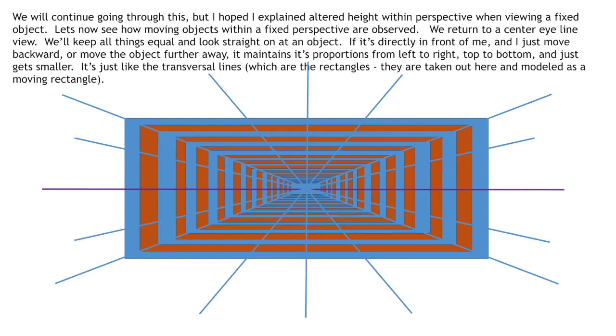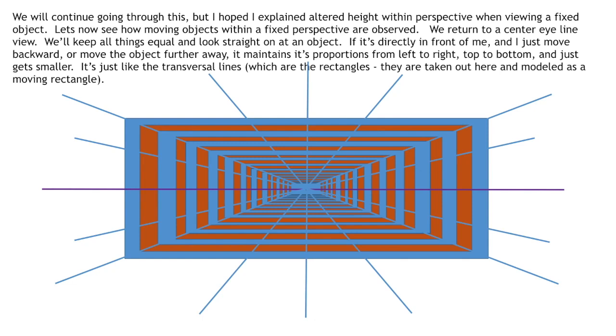So we return to our center eye line view. We'll keep all things equal and look straight on at an object. If it's directly in front of me and I just move backward or move the object further away, it maintains its proportions from left to right, top to bottom, and just gets smaller. So just like before, it's just going to move straight away along the eye line, straight towards the vanishing point, and diminishing in size proportionally in all dimensions.